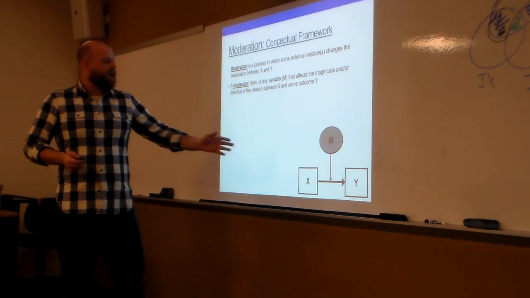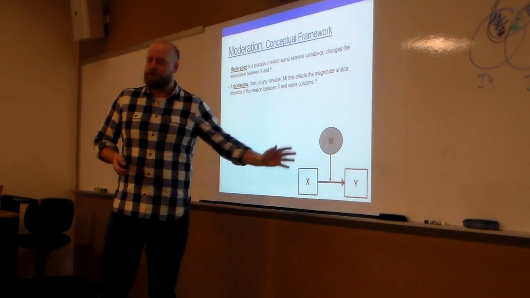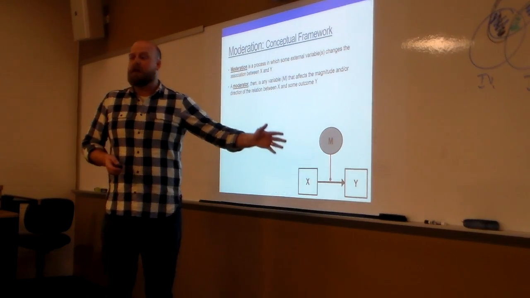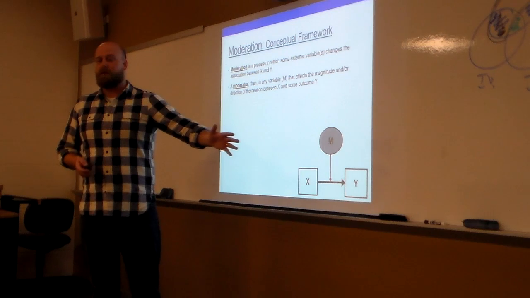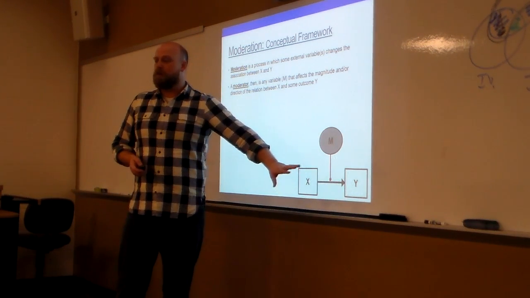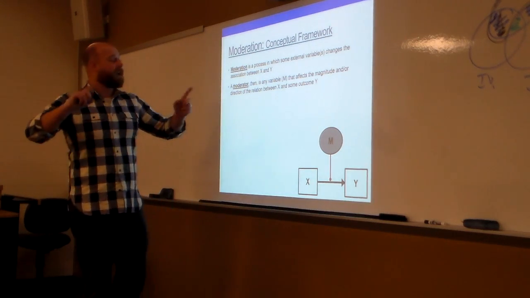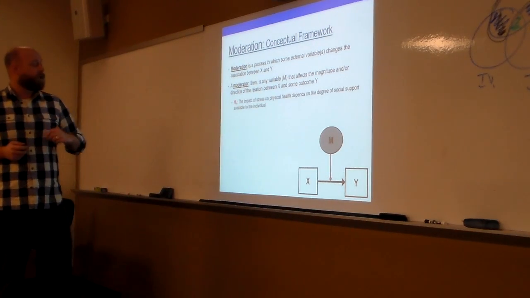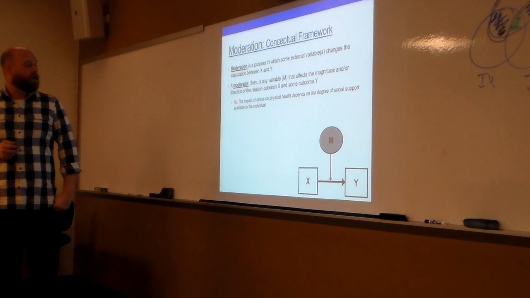So the idea is, X is always related to Y. We consistently see X related to Y, and maybe now the question is, what are the things that start to change the nature of that relation? What makes it stronger, what makes it weaker, what might even flip around the direction of that association, right?